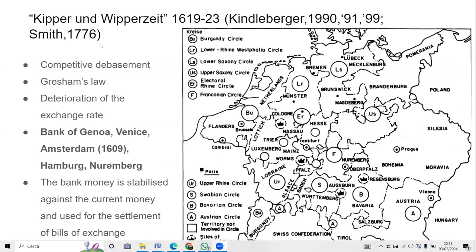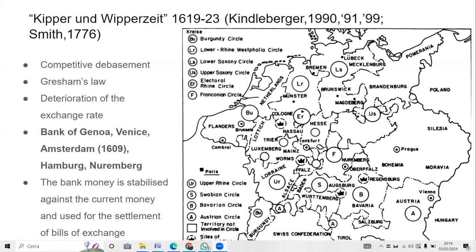For example, the debasement that was studied by Kindleberger in the 90s, in particular the case of Kipper und Wipperzeit, the great inflation in the first half of the 17th century in the Holy Roman Empire. And this chart is from Kindleberger that shows the fragmentation of the Holy Roman Empire. And every area that you see is a circle with autonomous monetary policies.